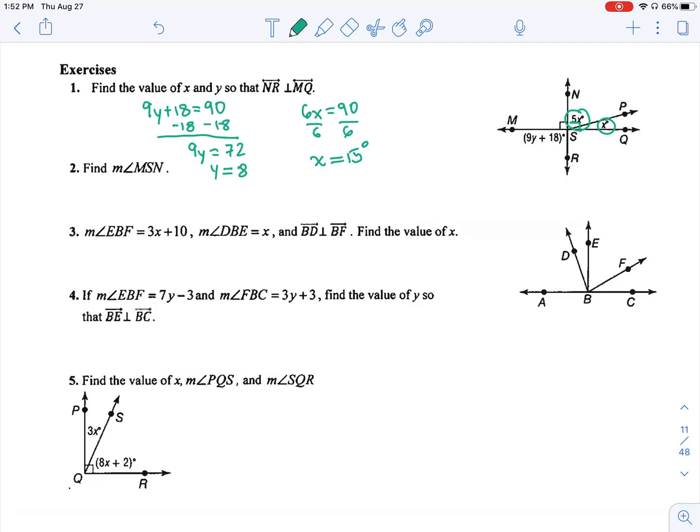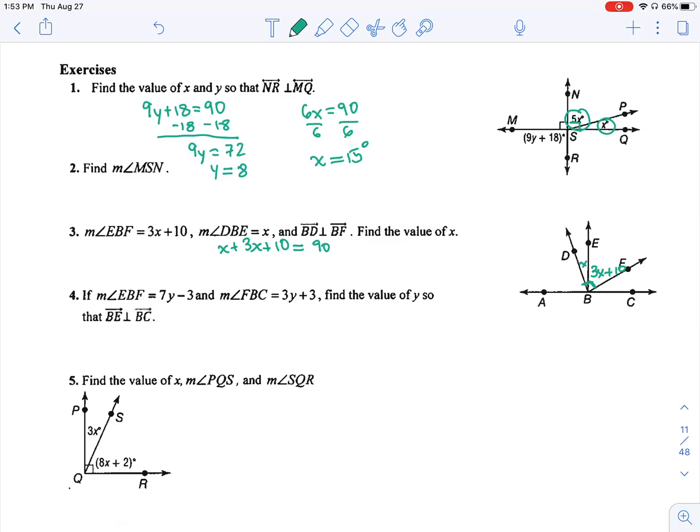Okay, and then for 3, I will help you set that up and then have you solve for x. You have EBF in the second figure is equal to 3x plus 10, and DBE is equal to x. BD is perpendicular to BF, so we know that there's a 90-degree angle here. If they're perpendicular to each other, then together x plus 3x plus 10, the sum of that, must be equal to 90 degrees. Go ahead and solve for 3 and enter your answer in.